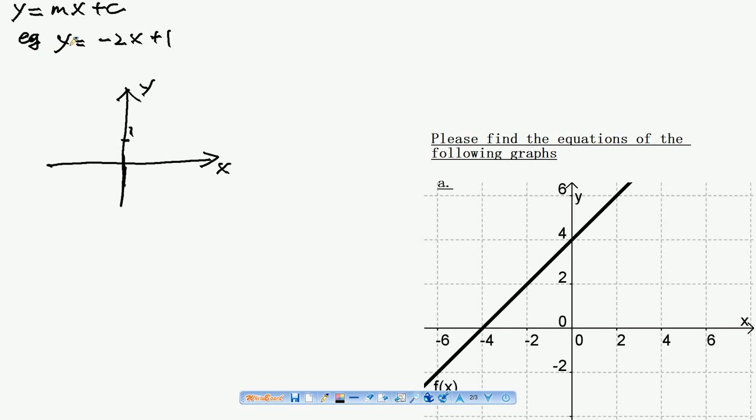and when y equals 0, the x-intercept is half. Say it's half. Okay, we draw a straight line. In this graph, the gradient is a negative number. The gradient is minus 2, a negative number.